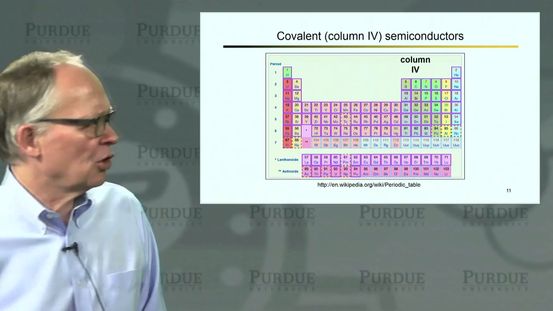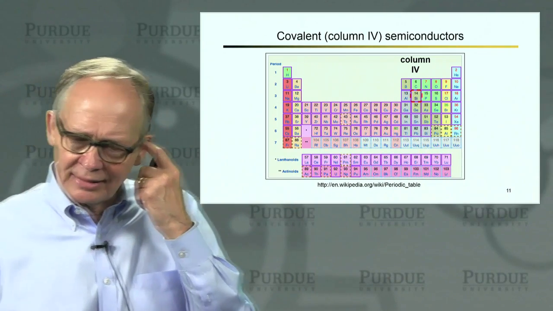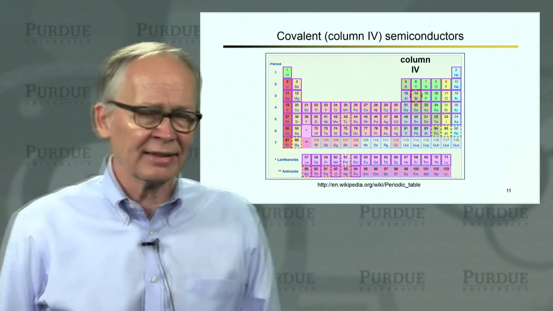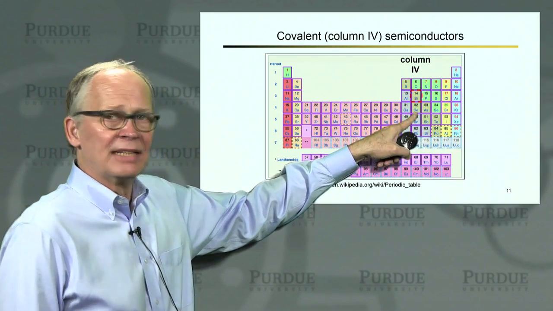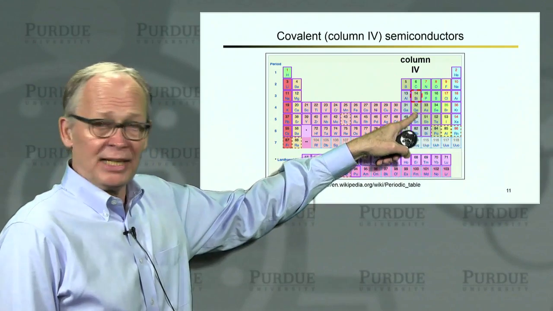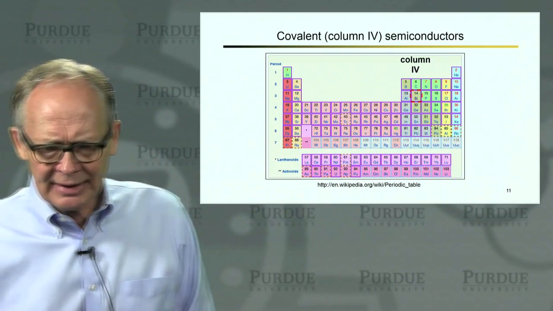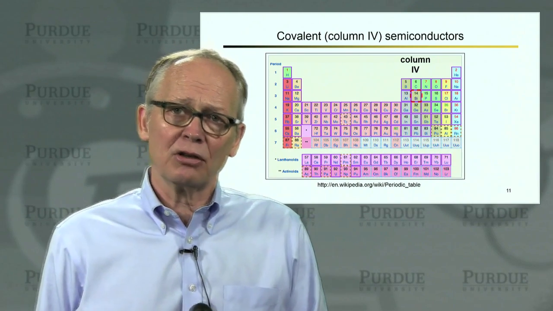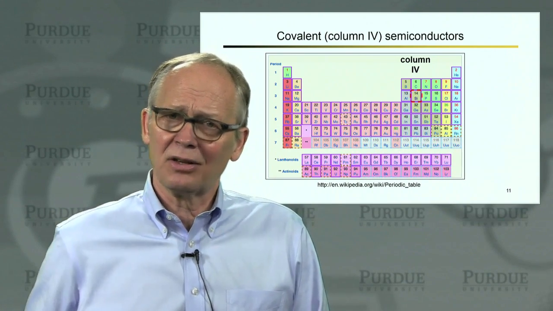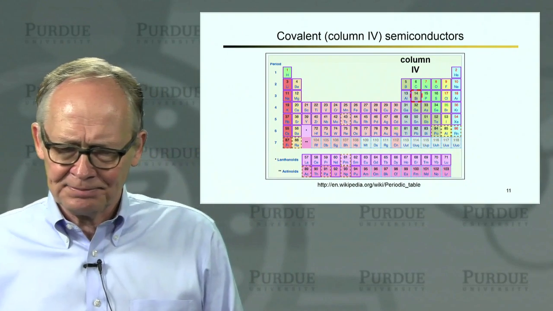Okay, now I've been talking about silicon. Silicon is a column 4 semiconductor. The 4 means there are 4 valence electrons. You can see there's germanium below silicon. That's also column 4. Germanium is also a semiconductor. Carbon is above it. If carbon crystallizes in the diamond structure, then it could also be considered a semiconductor, although the band gap is quite wide, and you might think of it as an insulator.